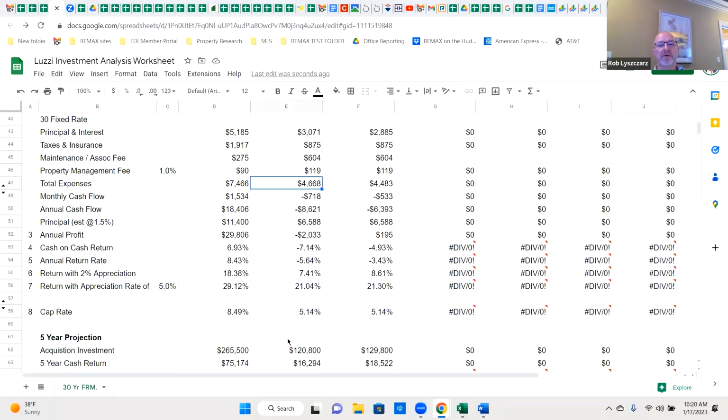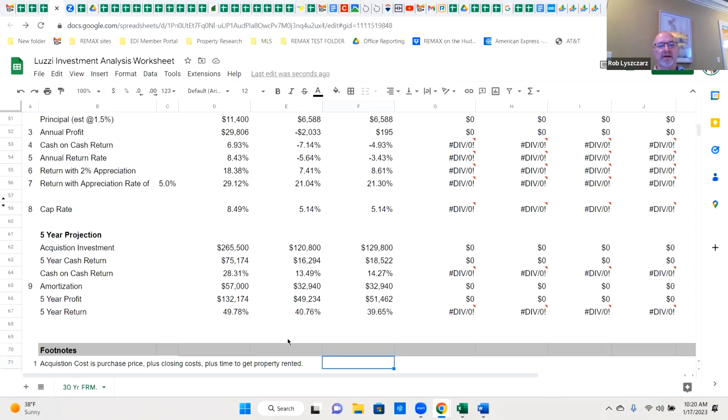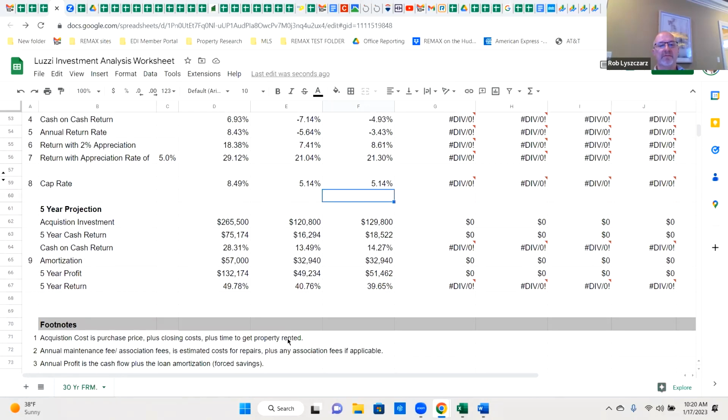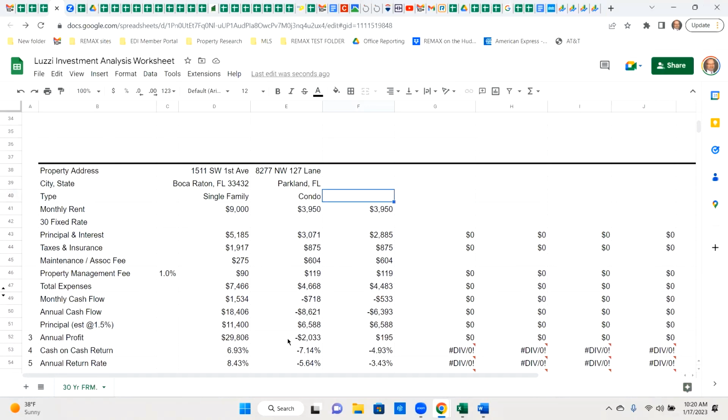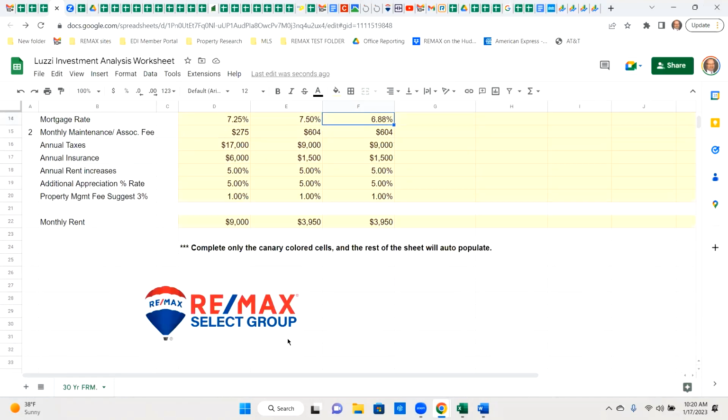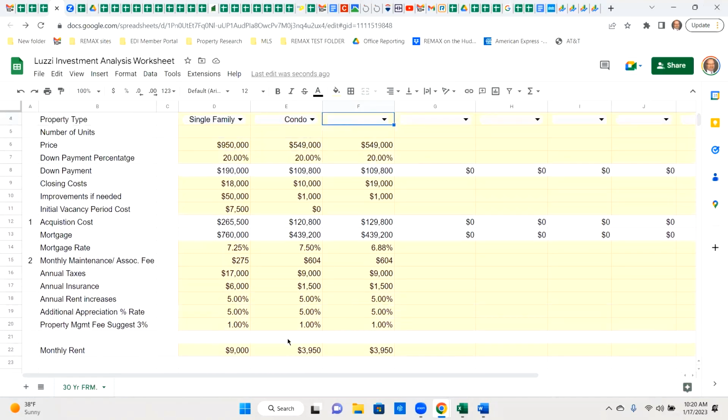The mortgage payment is $4,400. Our rent is $3,950. So this would be a loser. At what price should my client buy it in order for it to be a gain? What about if they pay $500,000 for it? Can we just change that number?